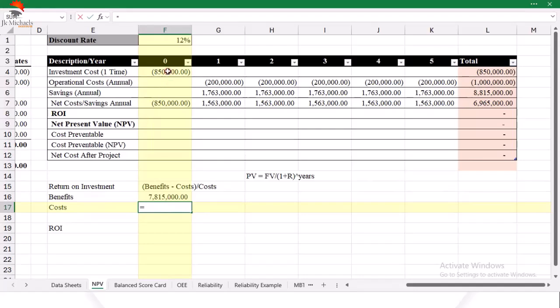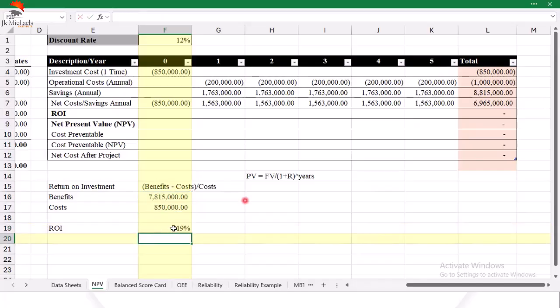And then let's look at the cost, in which case for return on investment, we're going to be looking at the investment cost, right? But if we take this, it's going to be a negative figure, and I want it to be a positive figure so that we can have an ROI that's not distorted by the signs. So I'm going to use ABS for absolute, which will convert this value into a positive figure, 850,000. Then the return on investment by formula is going to be benefits minus cost, and all of that divided by costs.